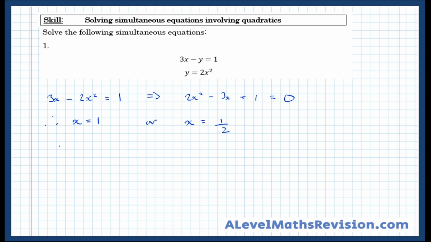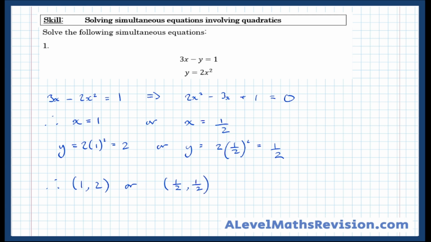So now find the corresponding y coordinates. So y equals, it says 2x squared there, so 2 lots of 1 squared, which is 2, or y equals 2 lots of 1/2 squared, which in this case is 1/2. Therefore, the two simultaneous equations, and what I like to do just to be safe is give the answers in coordinate form as well. So x equals 1, y equals 2, or x equals 1/2, y equals also 1/2.